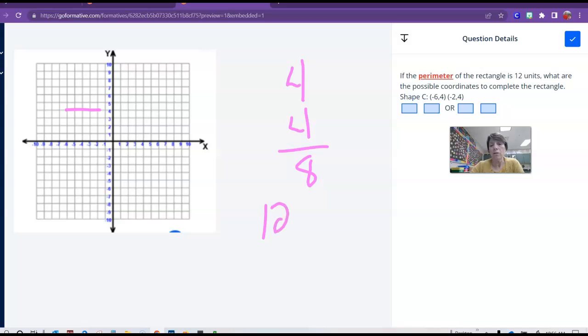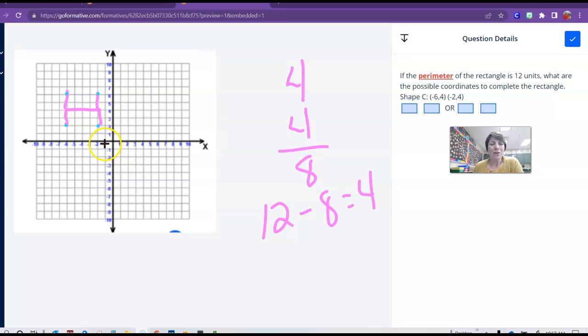So if we take 12 and subtract the 8 units for the perimeter that we've already used, we have 4 left. That means the sides have to be only 2 units long because we've got to divide that 4 units up between the 2 sides. So my options are to go down 2, and so right here will be 2 that will be my one coordinate, and that will be my other coordinate. Or my options are to go up 2. That's another option, right? So those are my 2 options right there, okay?